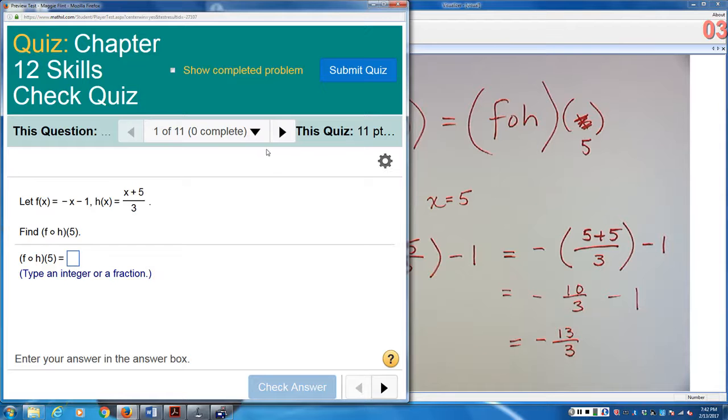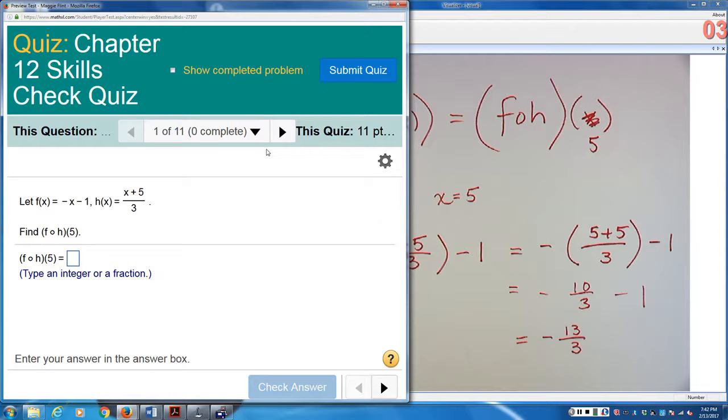And there may be quite a few of those, but this is the same process. Just remember that when you see two function letters with a little circle between them, that means the first one is the mama function. And you're going to use the baby function to put inside the parentheses.